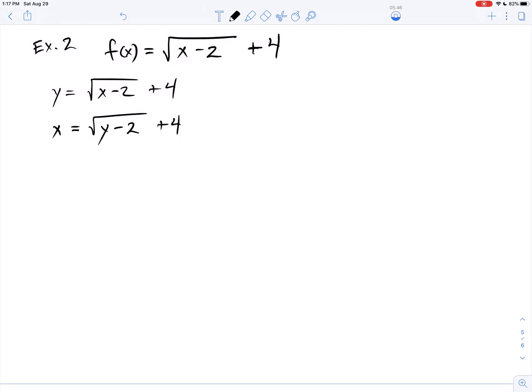And I am going to solve for y. So I'm going to get this by itself. I'm going to say x minus 4 equals the root of y minus 2. And then to get rid of a square root, I've got to square this. So I better square that.